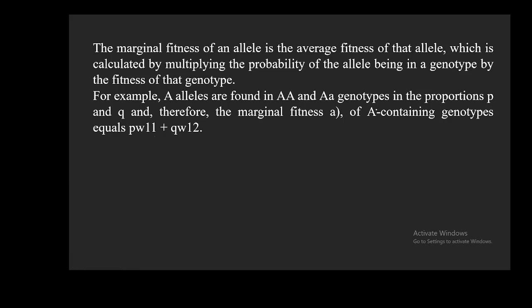So for example, if A alleles are found as capital A and small a in the proportions p and q, then the marginal fitness of the capital A containing genotype is equal to the probability of that particular allele in the genotype into the relative fitness of that genotype, which is omega 1. That's how you can calculate the marginal fitness for a particular kind of allele.